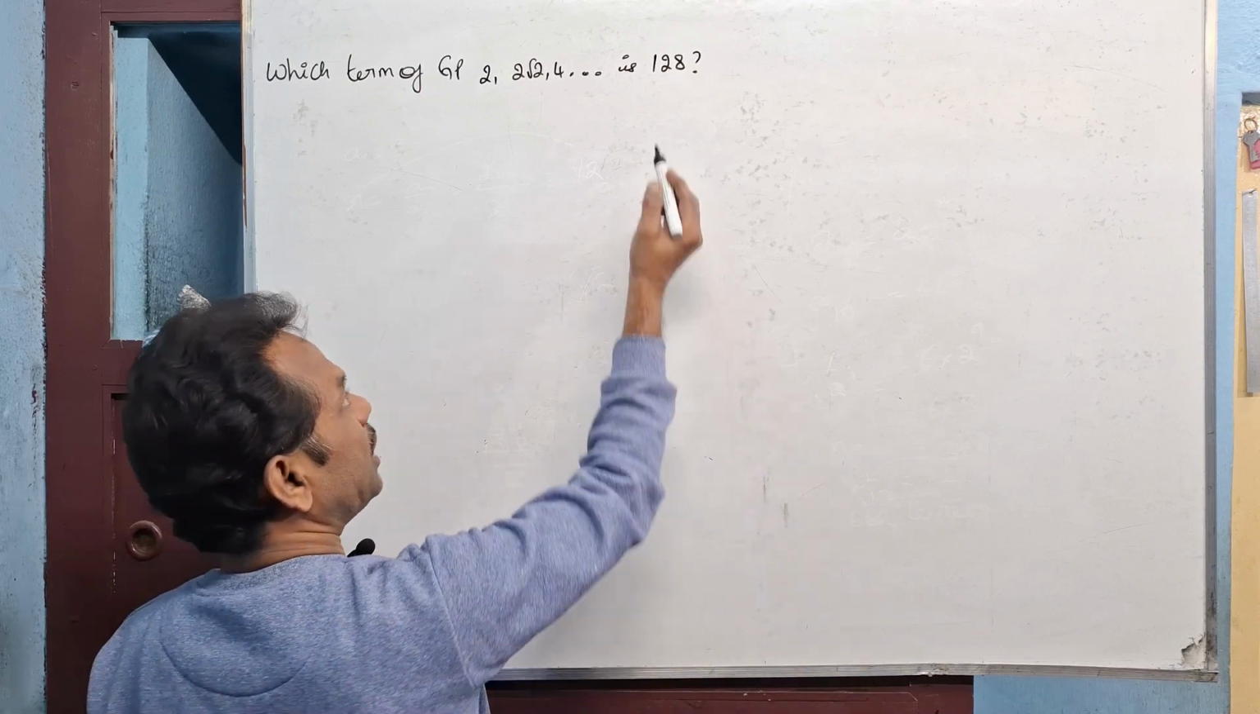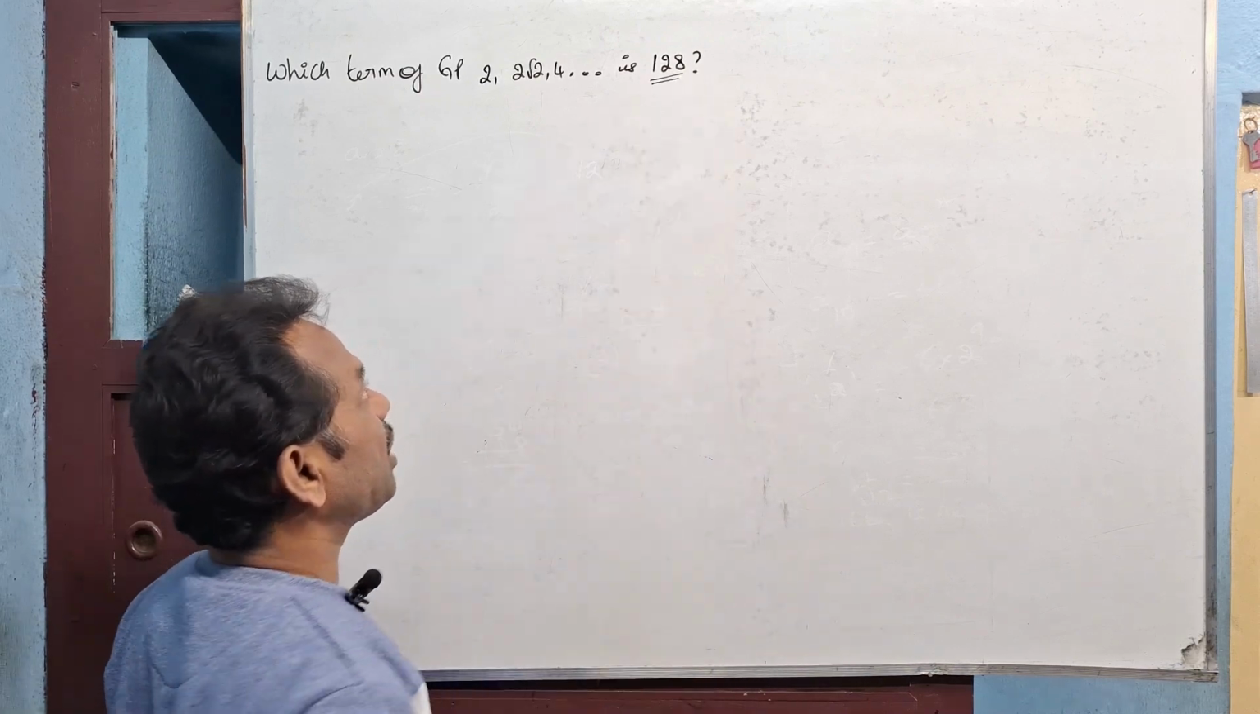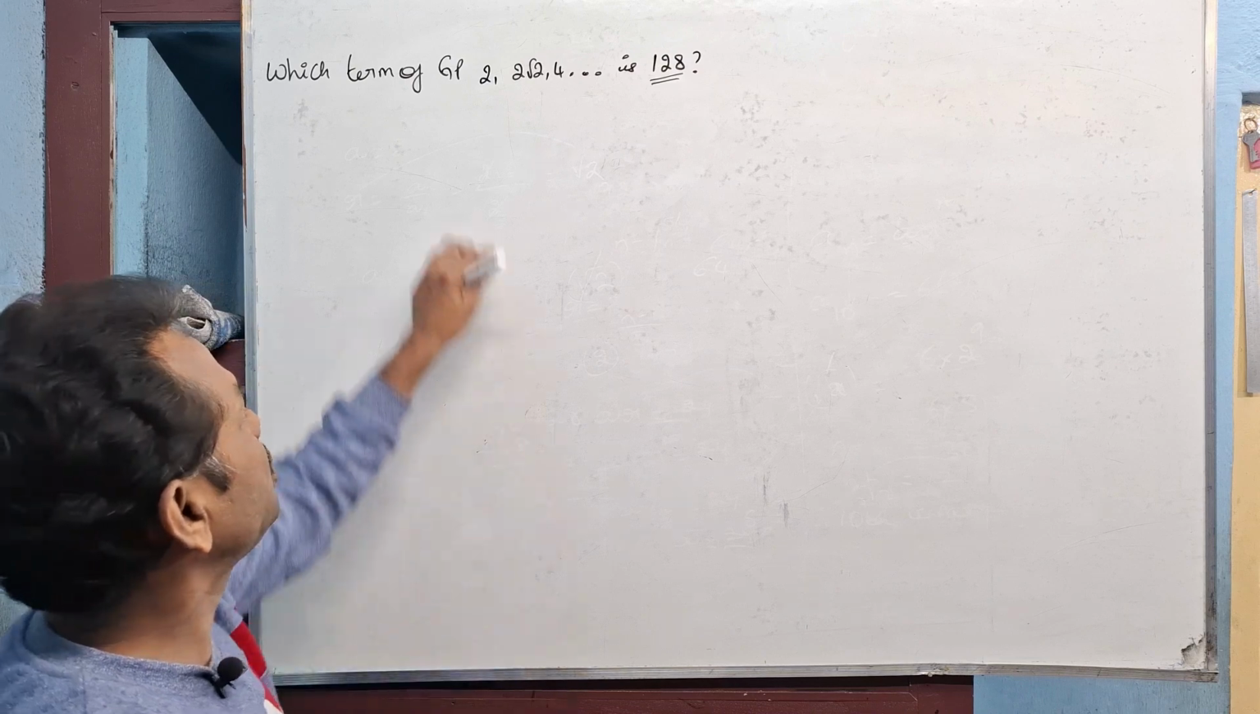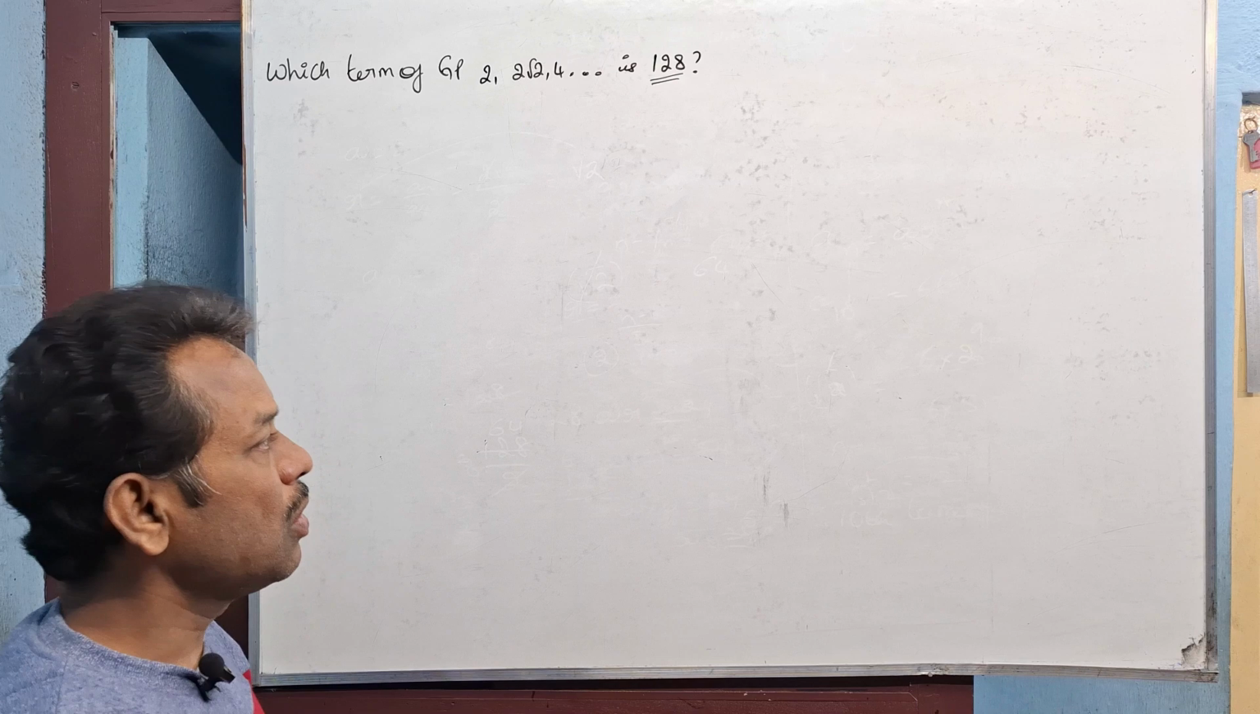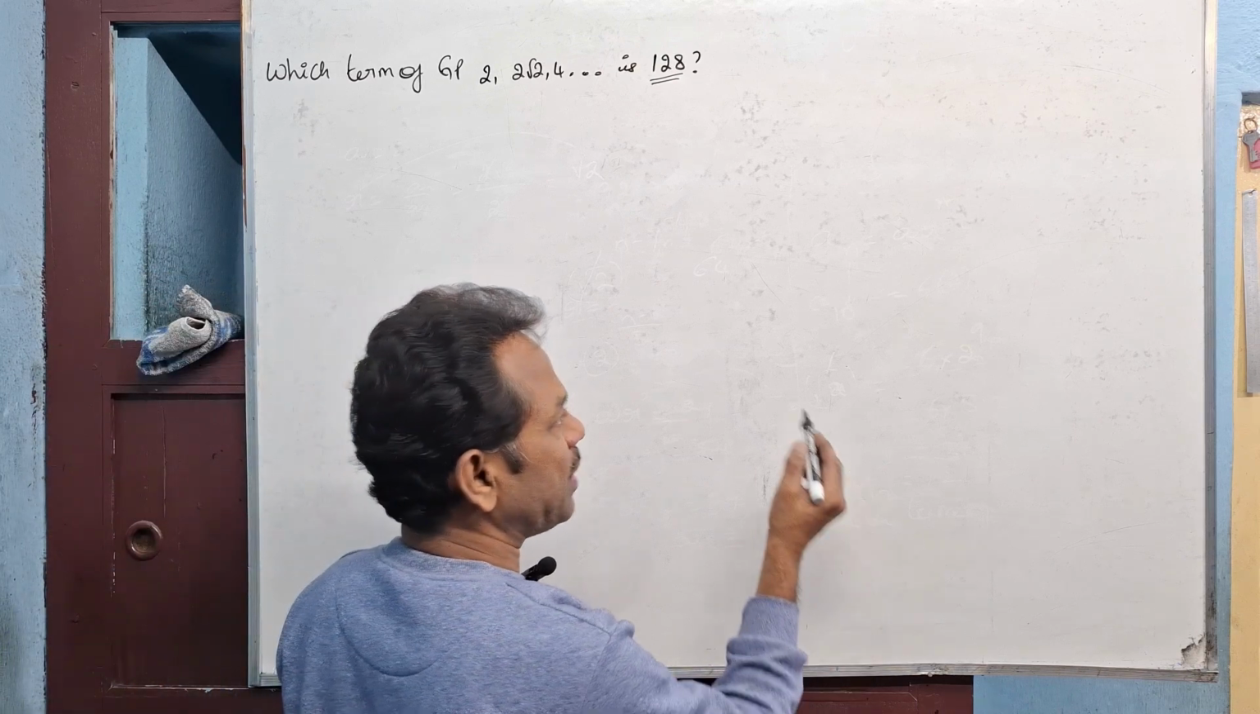Bacho, in this question, we need to find when we will get 128 in the given GP, 2, 2 root 2, 4 and so on. So, Bacho, make a note of this.